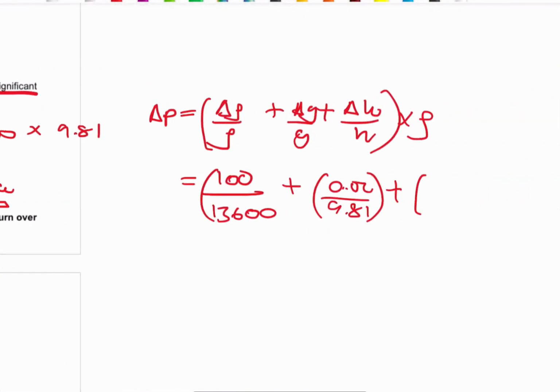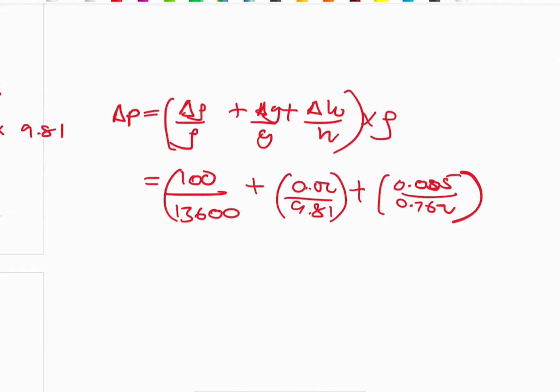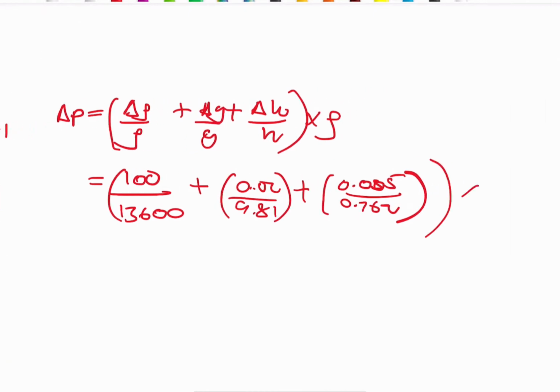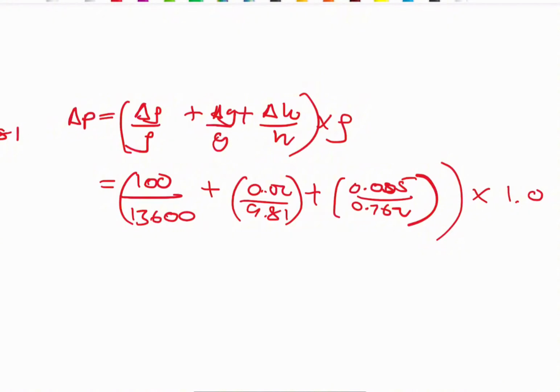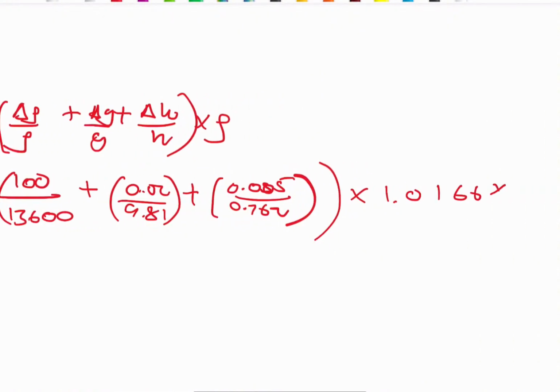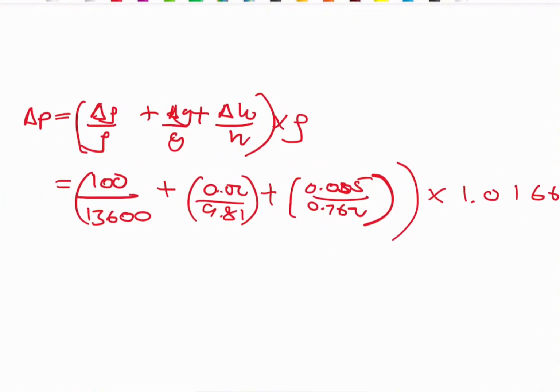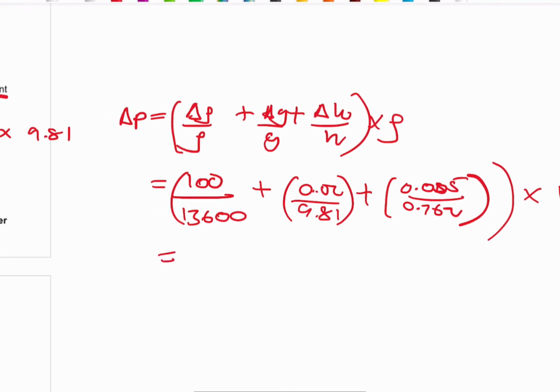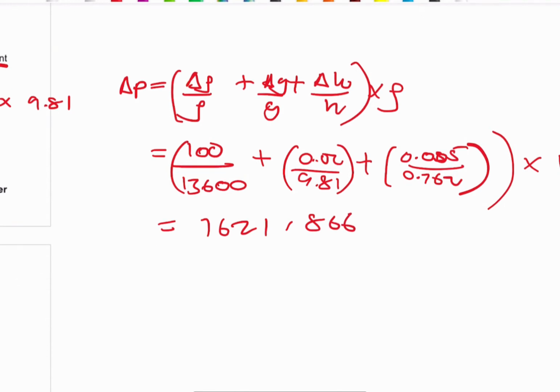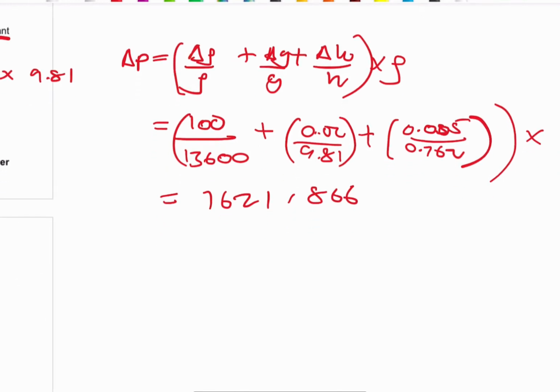The value of H is 0.05005 divided by 0.762, multiplied by 1.01166 times 10 to the power of 5 pascals. That gives an answer of roughly 1,621.866. But get this, this is actually 0.1621 times 10 to the power of 5.